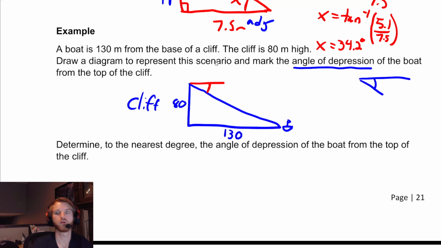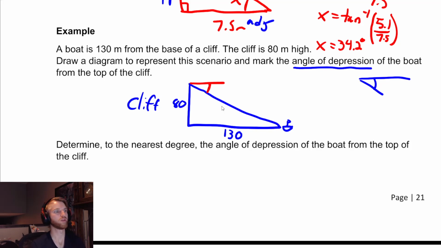So it says determine to the nearest degree the angle of depression from the boat from the top of the cliff. So that is going to be the same as this angle right here, based on some patterns that we learned earlier on in our angles unit.